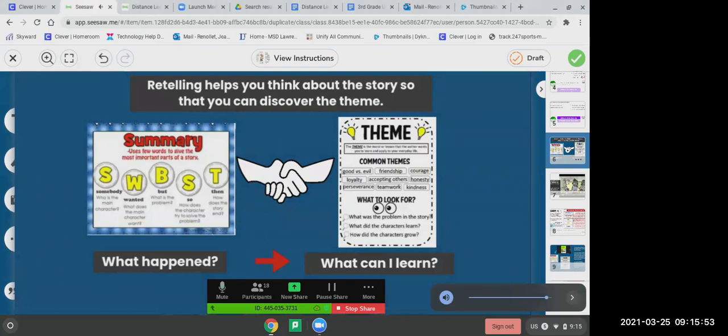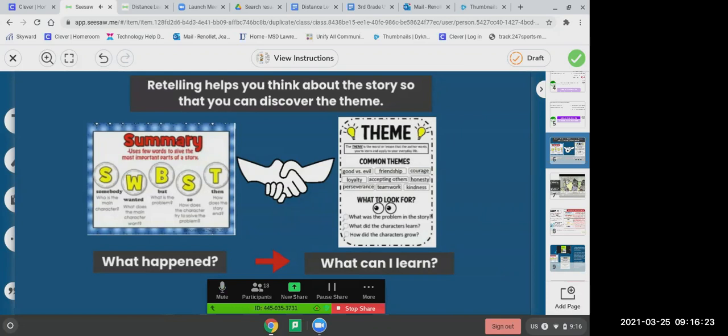Retelling helps you think about the story so that you can more easily discover the theme that the author wanted you to learn. Authors invest a lot of time and effort into developing characters for their stories that have certain traits so that they will behave in a certain way when met with a problem. Authors also spend a lot of time developing the perfect problem to highlight the traits of the characters when they have to make choices in order to solve the problem.